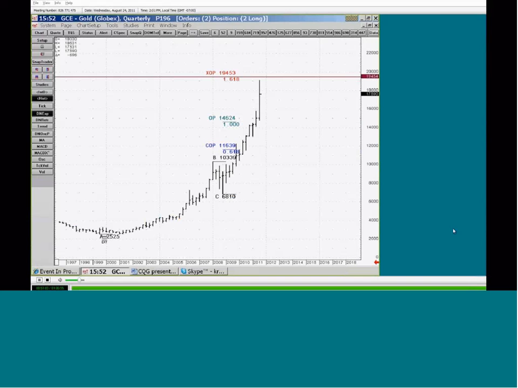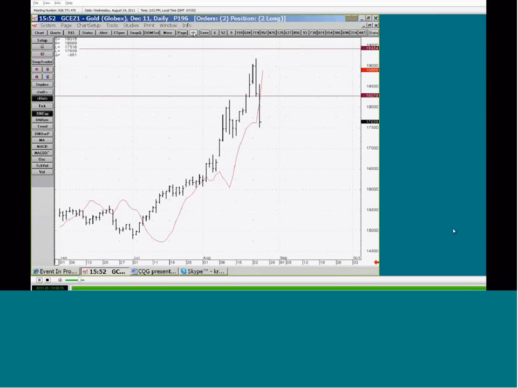You've got a high there at B. You've got a low at C. This projects all the way up to 1943, which we almost hit the other day. Now, when you get that close to an objective, that's very serious. You can expect one hell of a reaction back, and of course, that's what we've got.